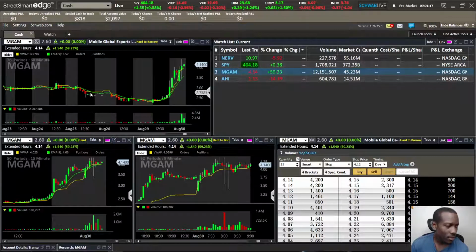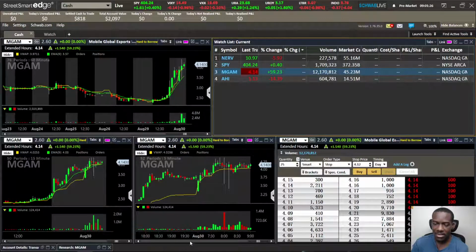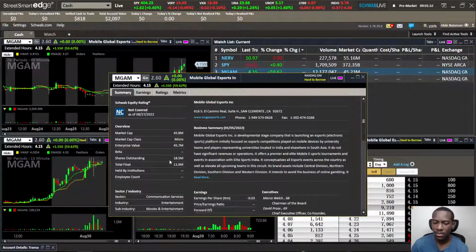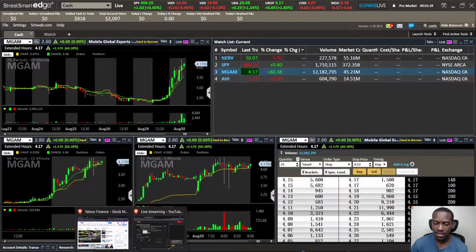Top micro float mover is MGAM, MGAM. Going to look into why that thing is up 50, 60 something percent. Looks like it's a relatively low float. Float 11.6 million. Let's look at that catalyst.